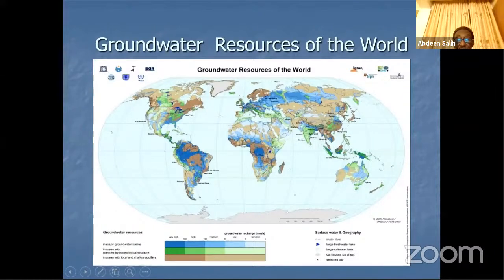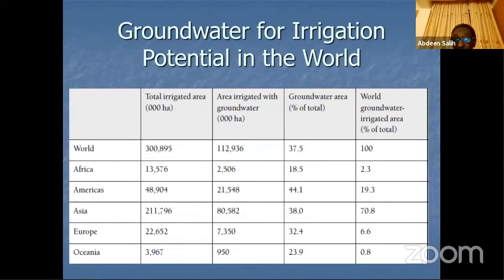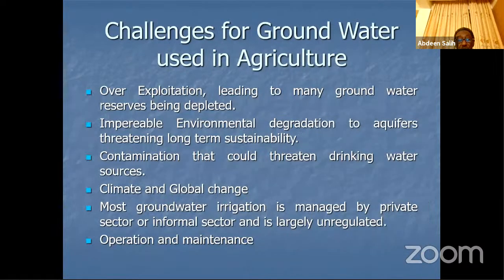This map just shows the groundwater resources of the world. It shows the major groundwater areas, and the different colors show different aspects of groundwater. Also, the table here gives an idea. The numbers could have changed, but as an order of magnitude, the total irrigated area in the world is over 300 million hectares. If you look at the percentage of groundwater use in the world, you will find that Africa represents only 2.3%, while Asia, as expected, is almost 71%. So there is quite a bit of room for Africa to improve the use of groundwater.